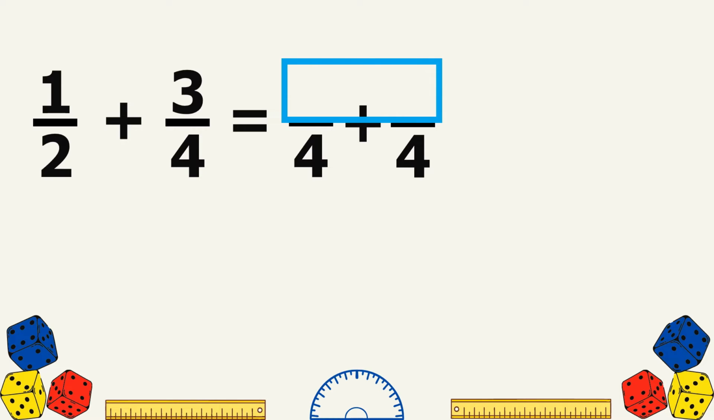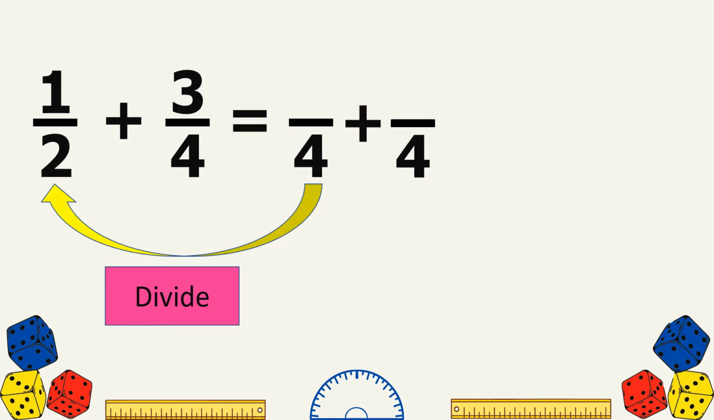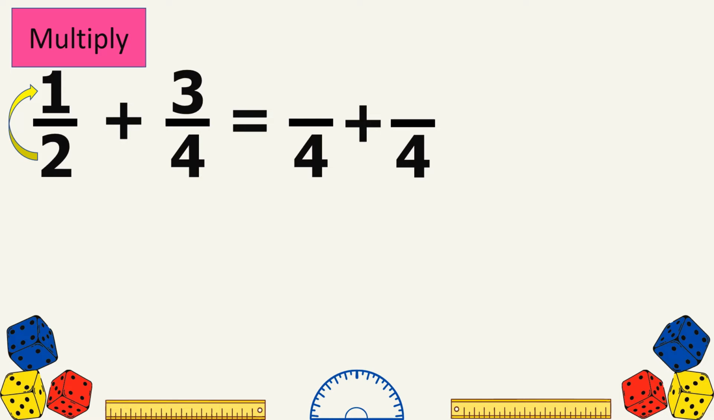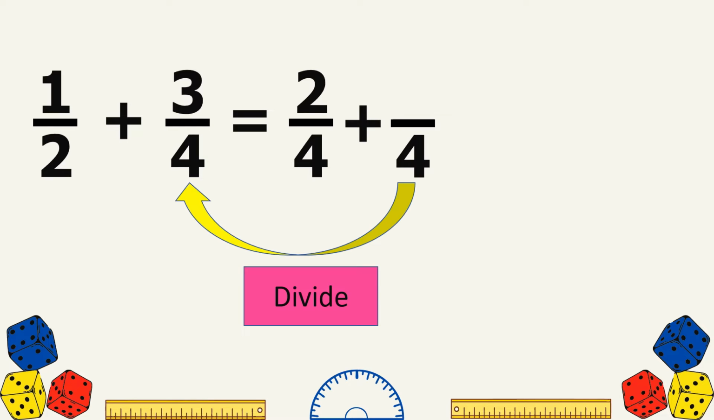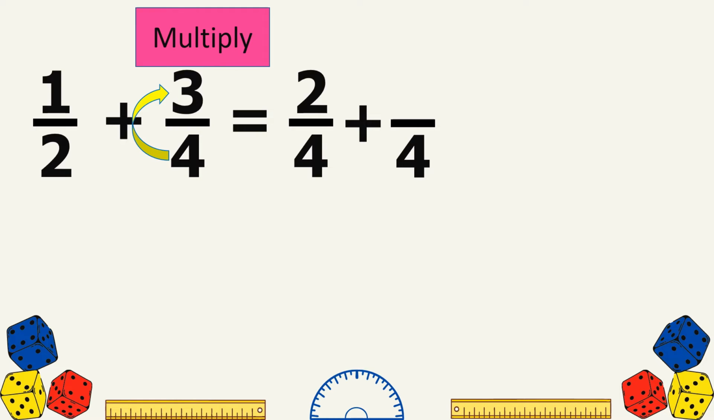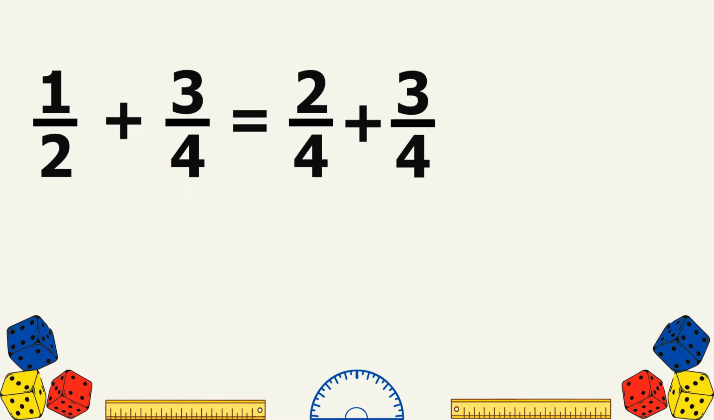The fractions will also have new numerators because their denominators have changed. To find the new numerator of the first fraction, let's divide. 4 divided by 2 equals 2, then multiply. 2 times 1 equals 2. Let's find the numerator of the second fraction. Let's divide. 4 divided by 4 equals 1. Then multiply. 1 times 3 equals 3. Now, as you can see, the fractions are already similar, so we can proceed with addition.